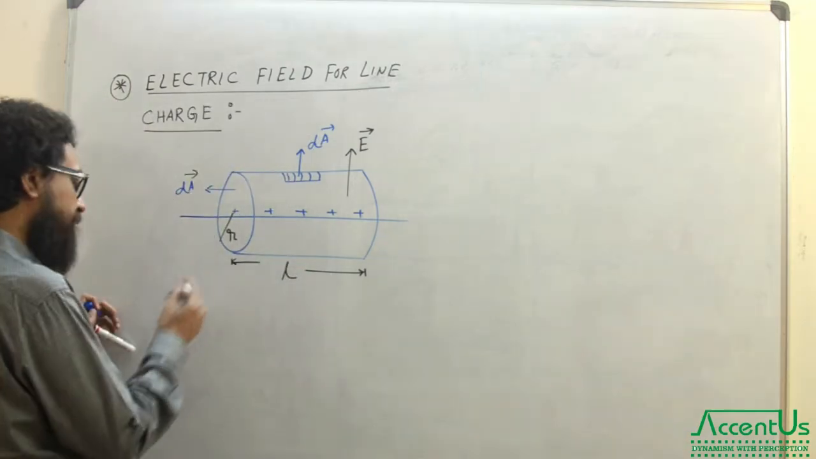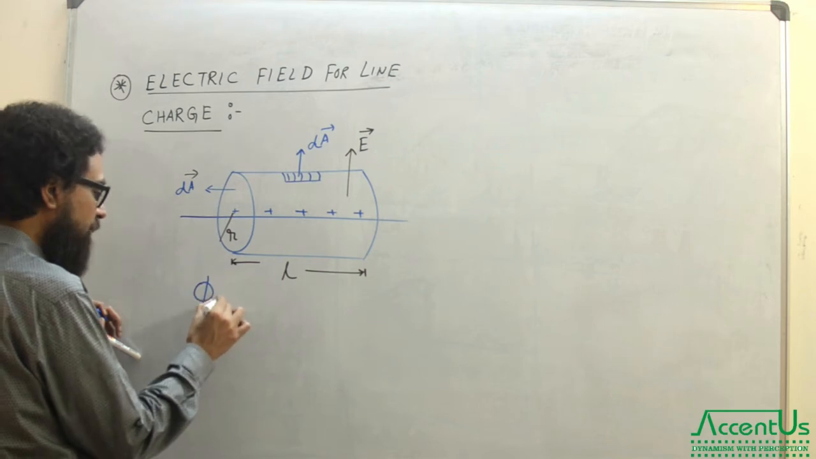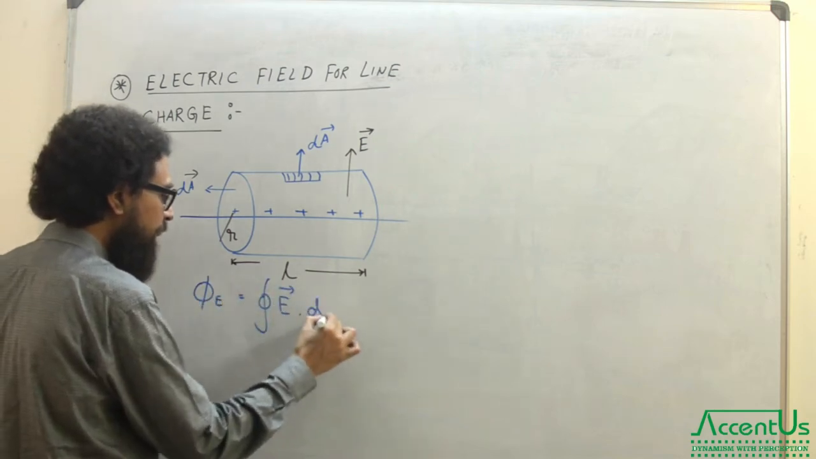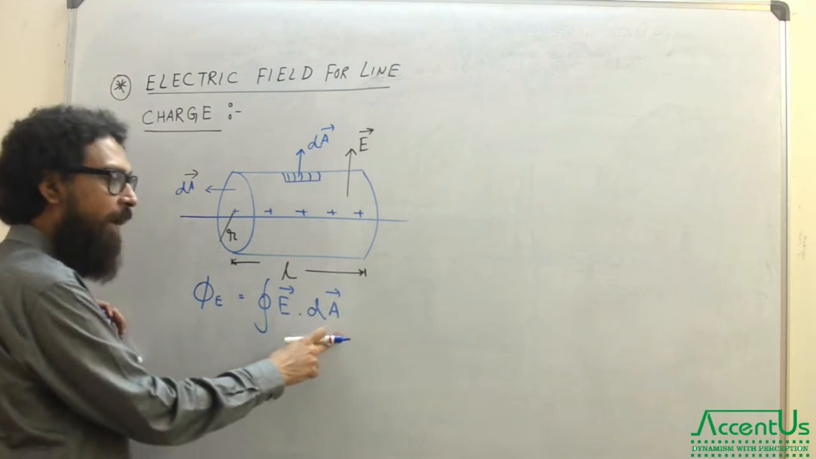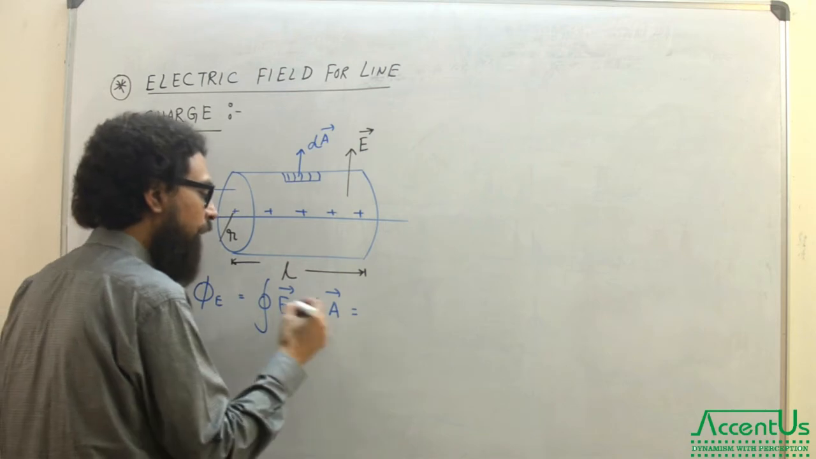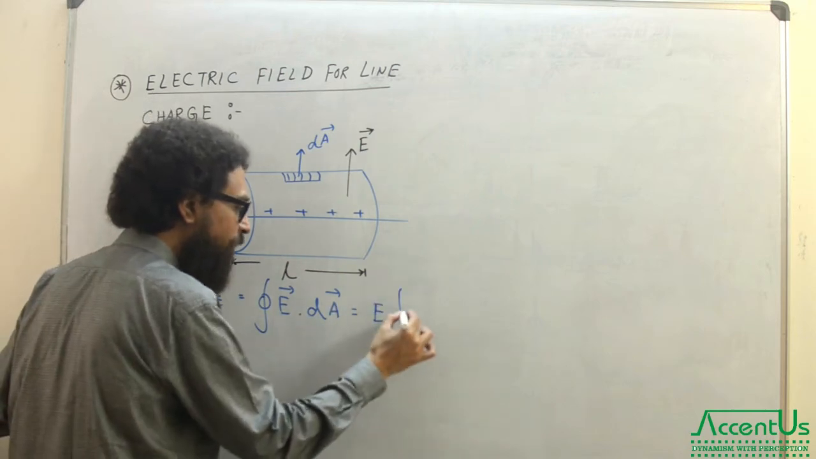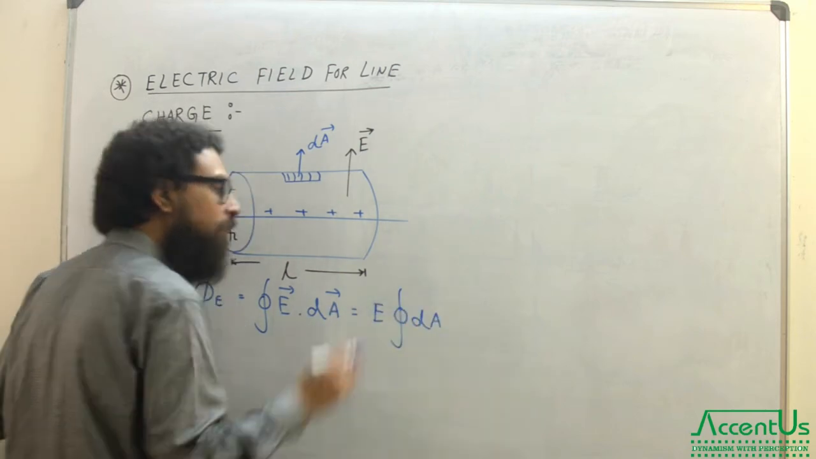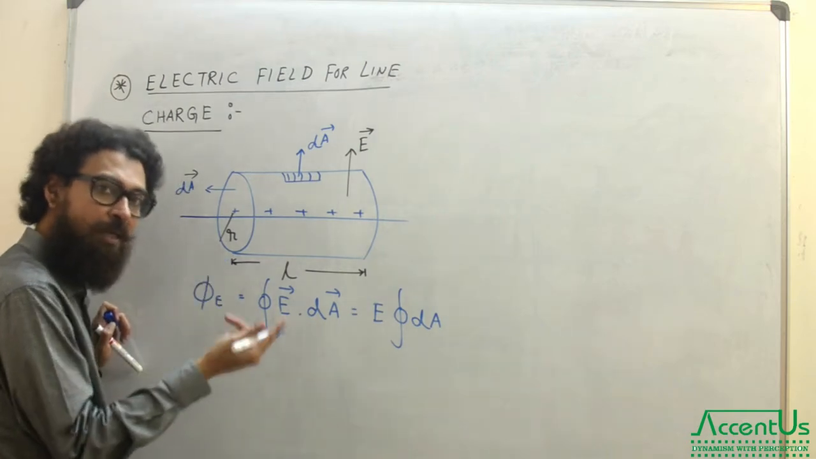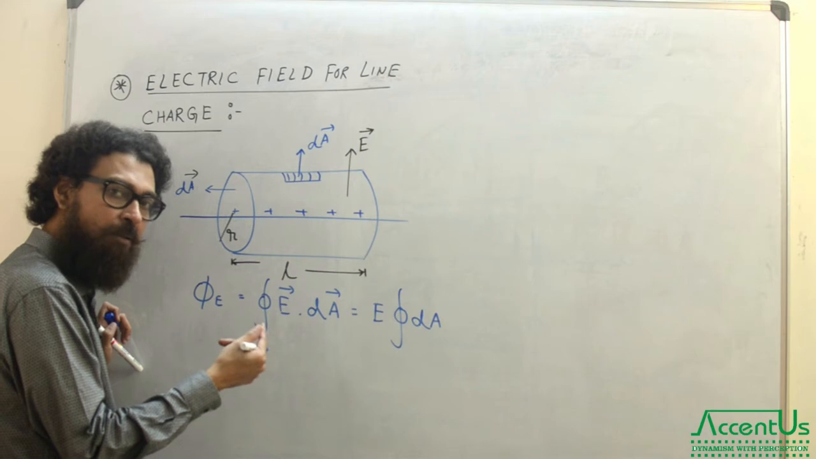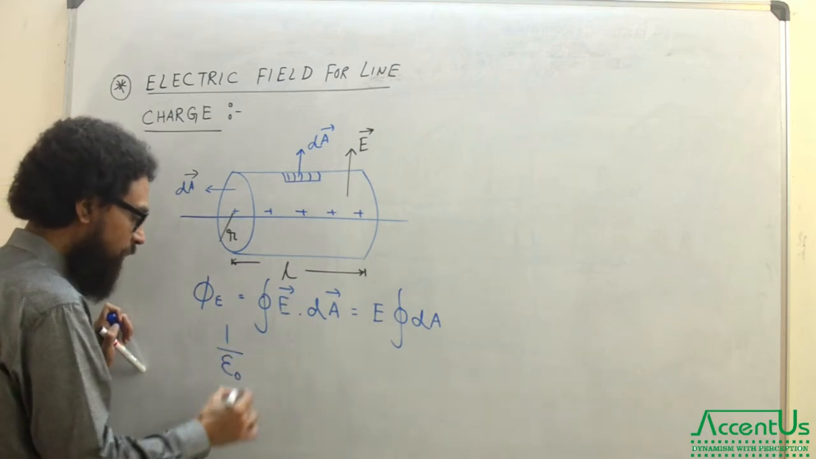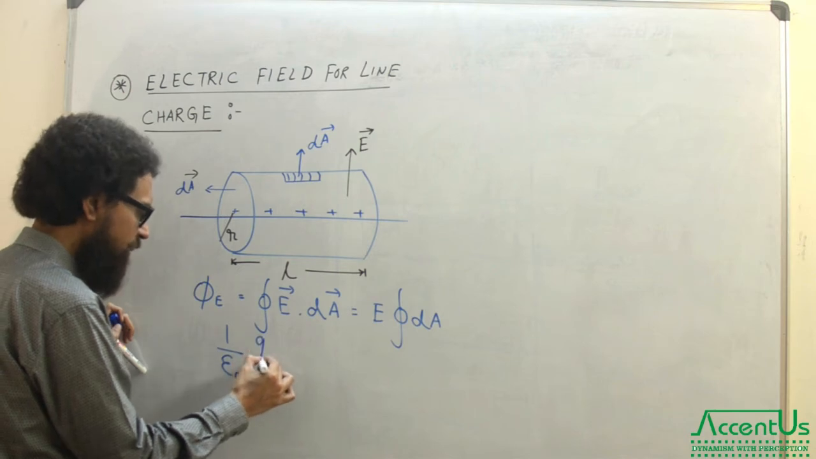And what does Gauss's theorem suggest? It suggests that the total flux linked is equal to the closed integral of E dot dA. And since they have an angle of 0 degrees, they are parallel, so it will be equal to the closed integral of E dA. So we are taking E out. According to Gauss's theorem, what is phi E? It is 1 by epsilon naught times the total charge. So I can write 1 by epsilon naught and total charge, say total charge is Q.